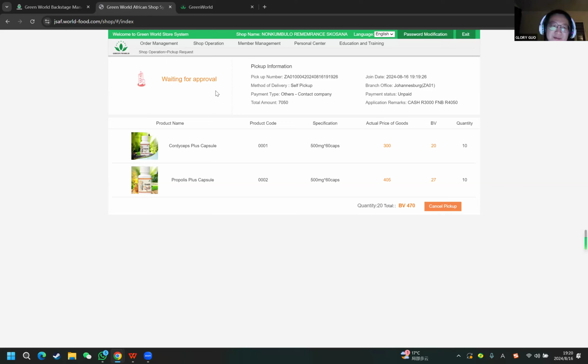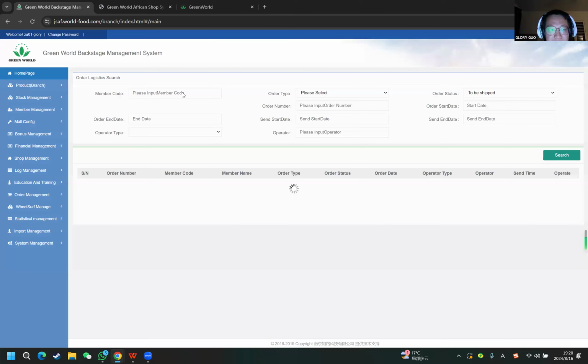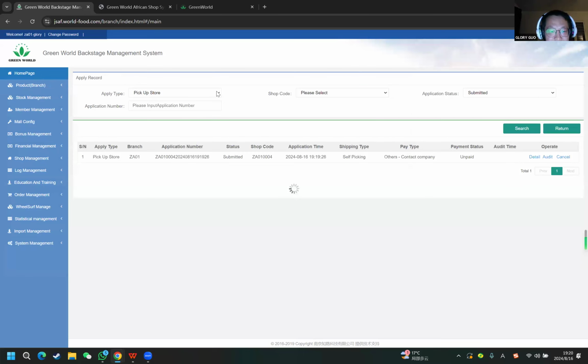How to get approval? Either you deposit the money to the company account and send the slip to the company, or you bring the cash, or you swipe the card at the company. From our side, this is our backstage to control it. We are going to see your order here.